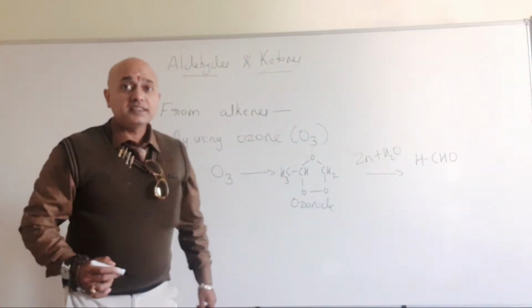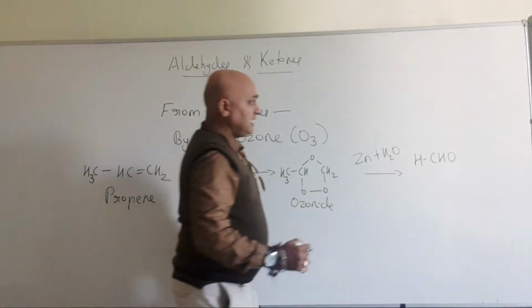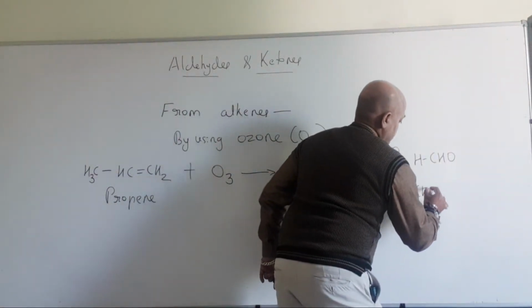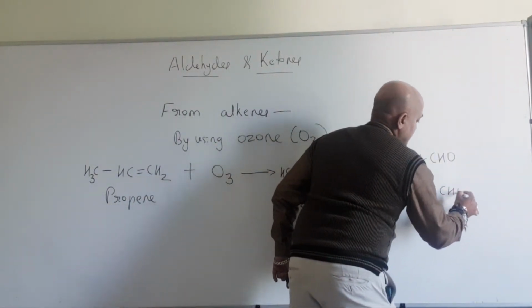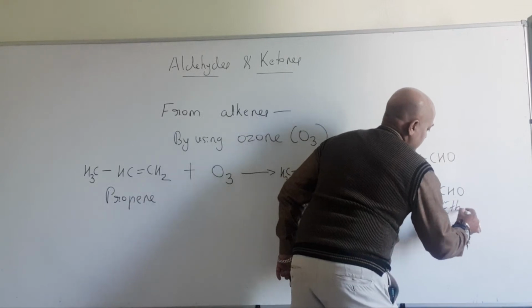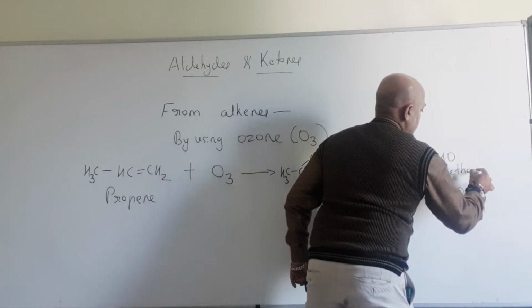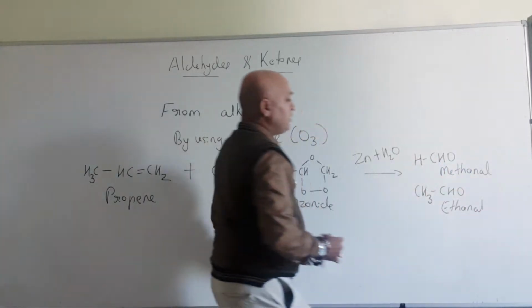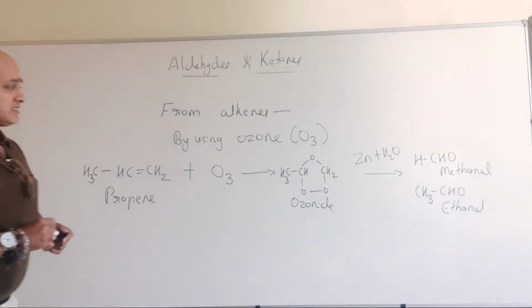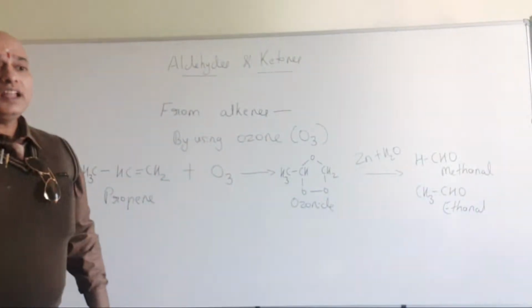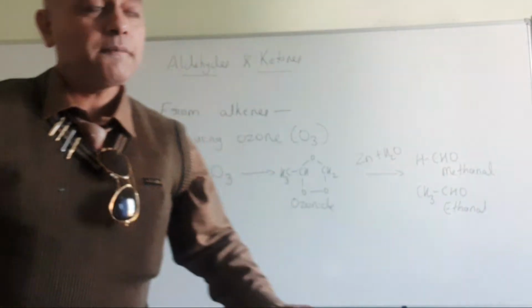So what will be the other product? As he has written, ethanal, CH3CHO. So that's where we have ethanal and methanal. Methanal is nothing but formaldehyde. So that's where we have methanal and ethanal as the products.